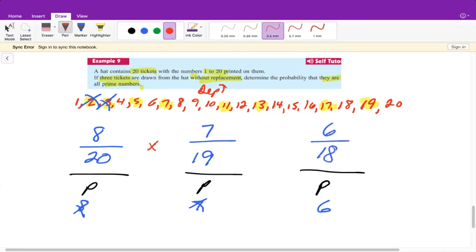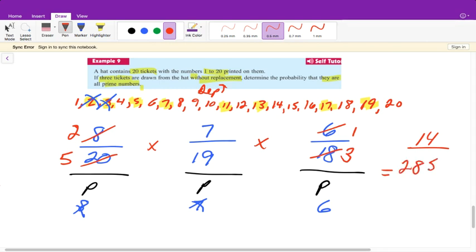And now we will multiply these across. So let's just reduce these fractions first. Well, I know 4 goes into 8 twice, and 4 goes into 20 5 times. I know 6 goes into 18 3 times. And that looks like everything that I can reduce. So then I will go ahead and multiply across, and this will give me 2 times 7 times 1 is 14. 5 times 19 times 3 is going to be equal to 285.